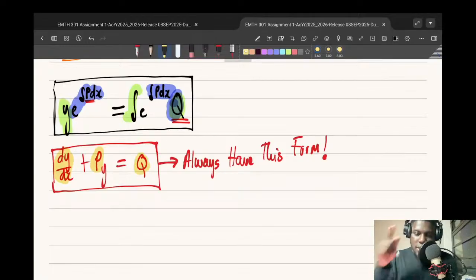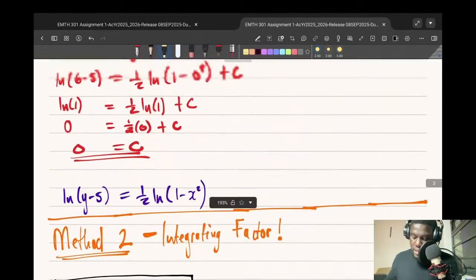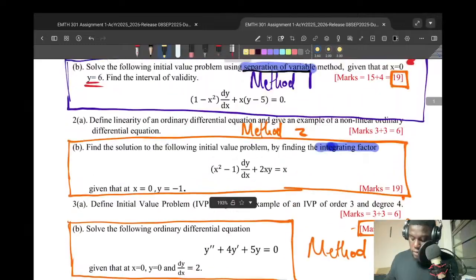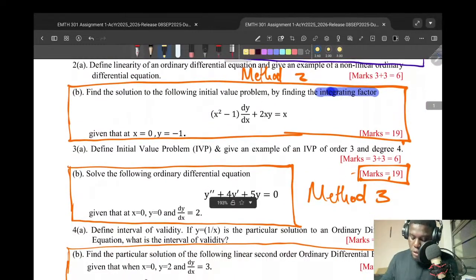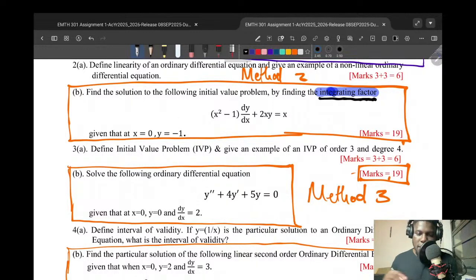Okay? So let's do the question that you were given, and you guys need to see it. It was number 2b, which was saying, find the solution, initial value. Once you see this keyword, integrating factor, remember that you're going to have y e to the integral of p dx equal to the integral of e to the integral of p dx multiplying q. We're going to have something like this.